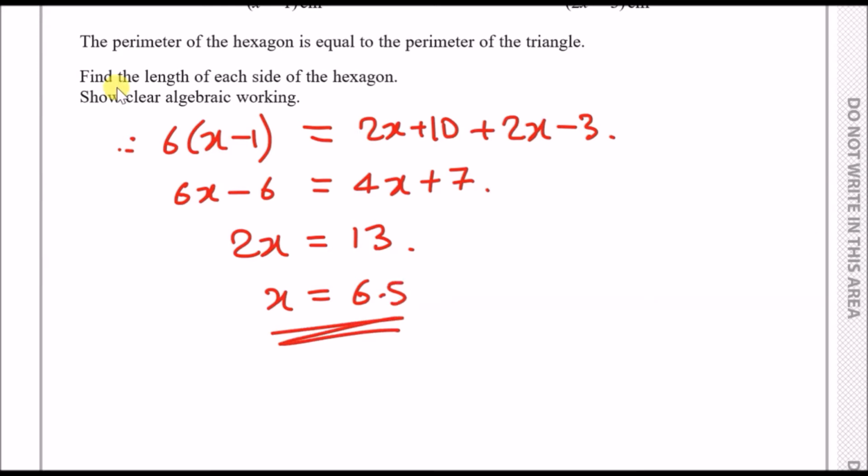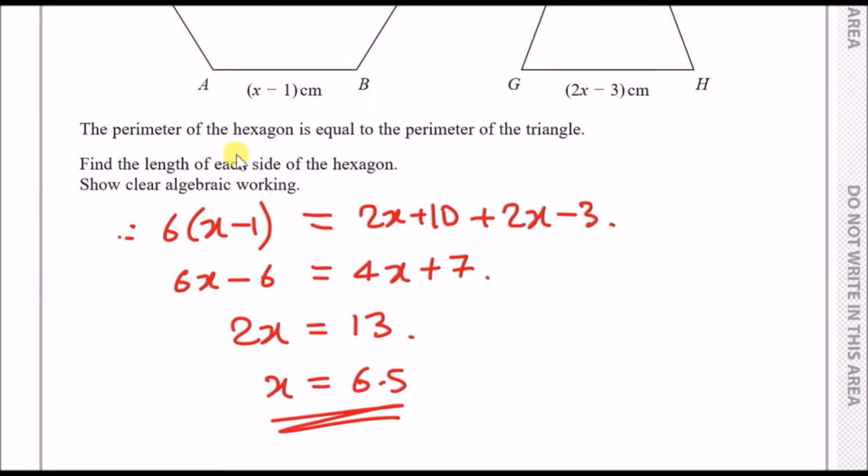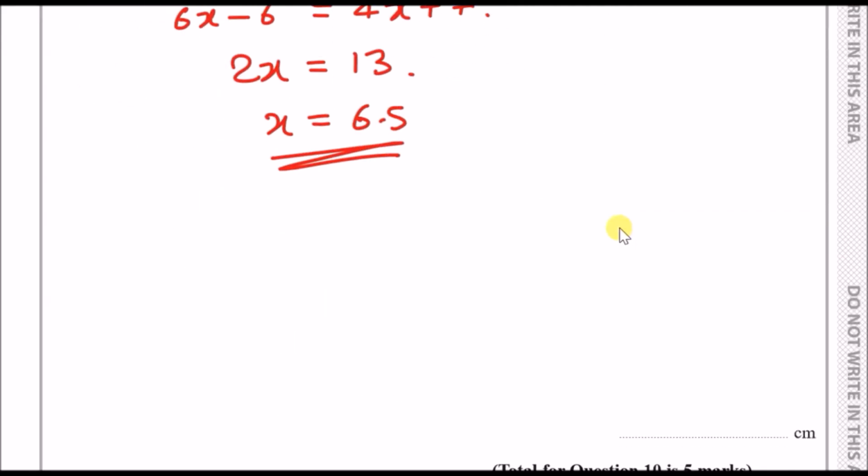And yeah, guys, we're almost done. And it says here to find the length of each side of the hexagon. Well, we know it's x minus 1. So wherever x is, which is 6.5, it'll be 1 less. So it's going to be 5.5. So that's your answer, guys.